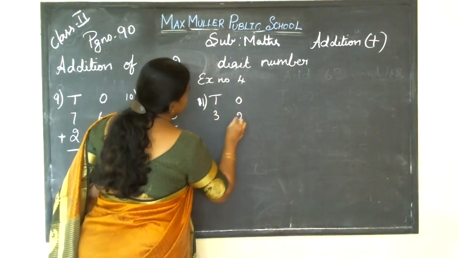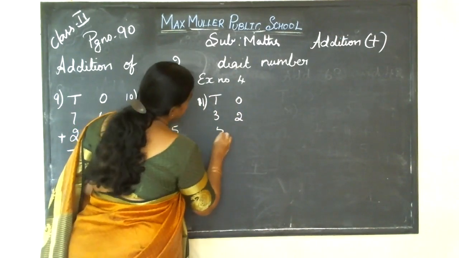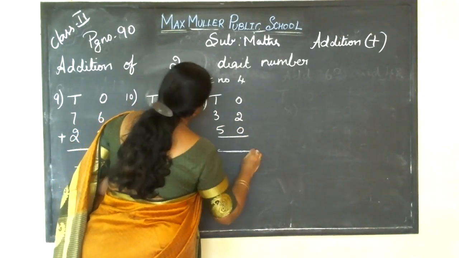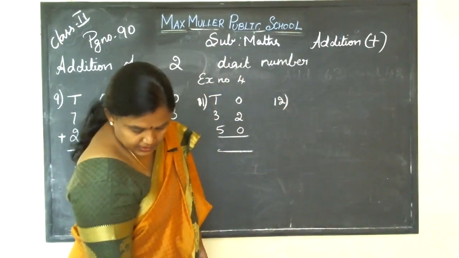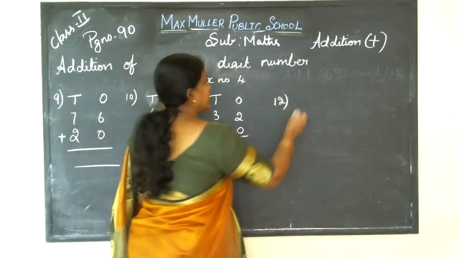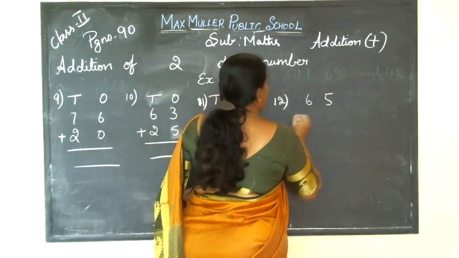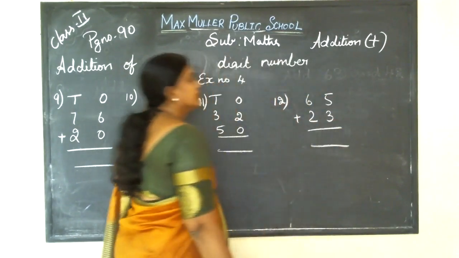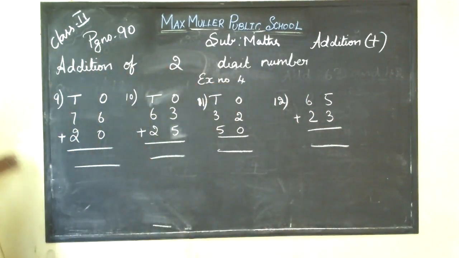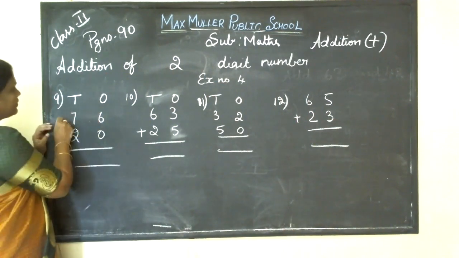12th one, 65 plus 23. See the 11th one, 10th one over, no children. Now 9th one we will do. 8th one over. 9th one will start.